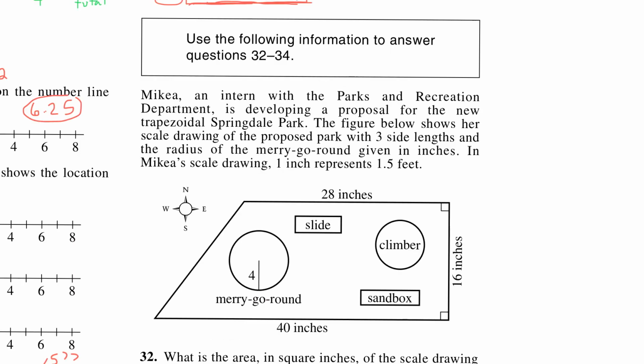Okay, so the following information is used to answer questions 32 to 34. So the next 3 questions will refer to this. McKay, an intern with the Parks and Recreation Department, is developing a proposal for a new trapezoidal Springdale Park. And the figure below shows her scale drawing of the proposed park with 3 side lengths, and the radius of the merry-go-round is given in inches. In this drawing, 1 inch represents 1.5 feet, and 1.5 times 12 is 18 inches.